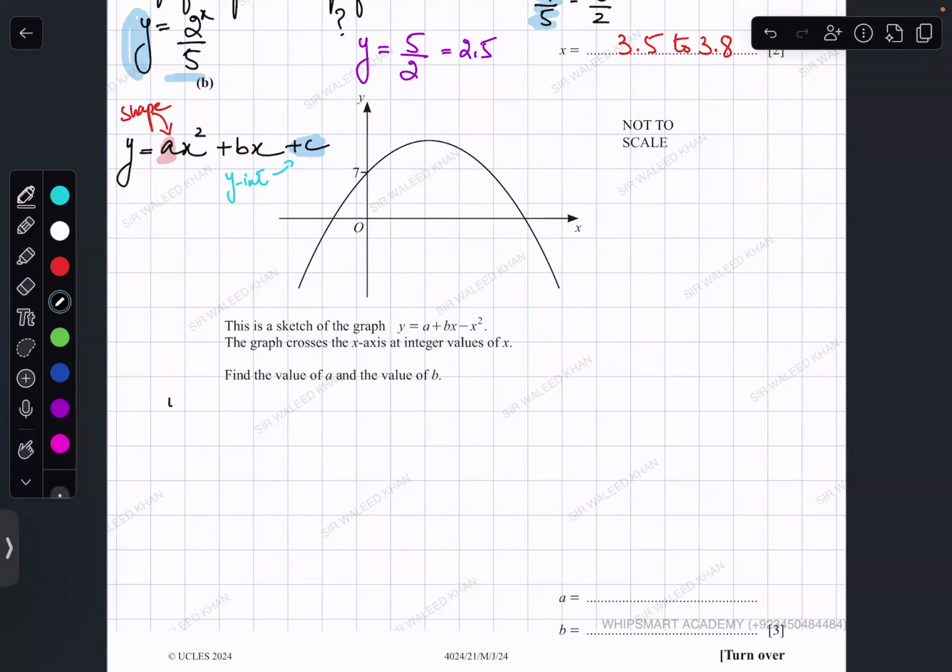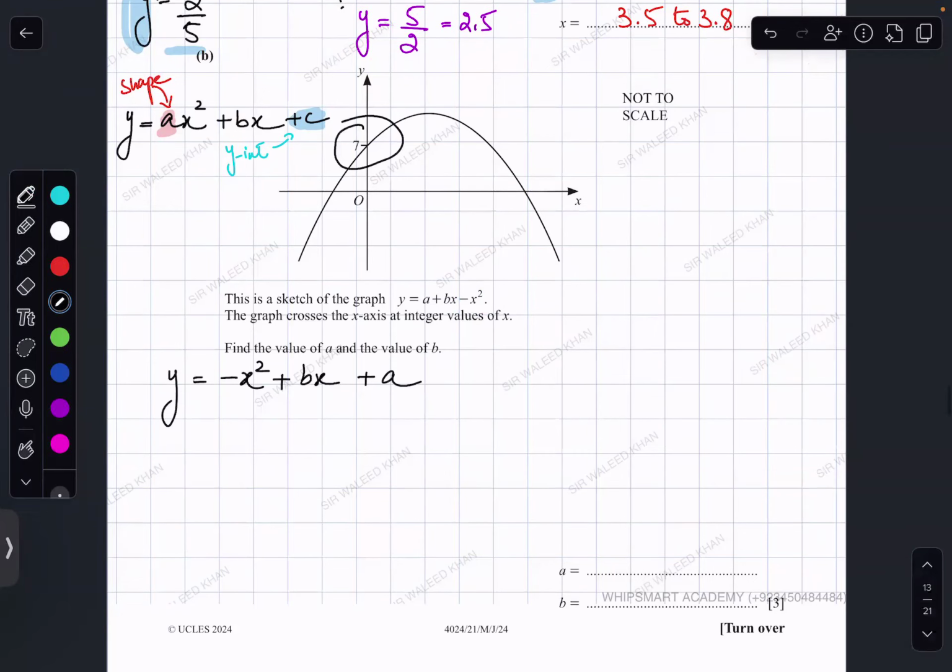So let me rearrange it. Y is equal to minus x squared plus bx plus a. What is the value of a over here? Directly, you can just look at it, and that is your y-intercept. 7. Where the graph is cutting the y-axis, that's 7. Now, the other thing is, I have to figure out the value of b. How do we do that?